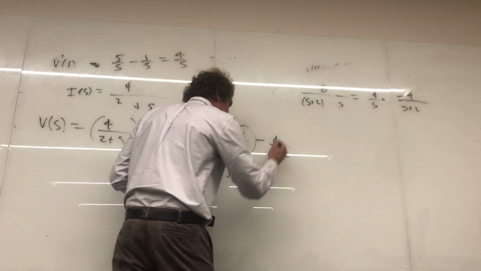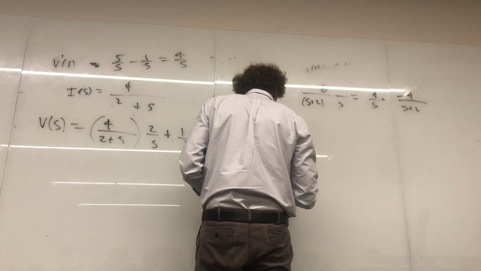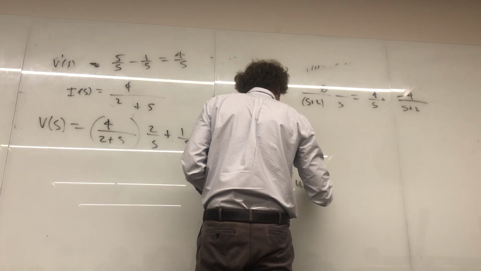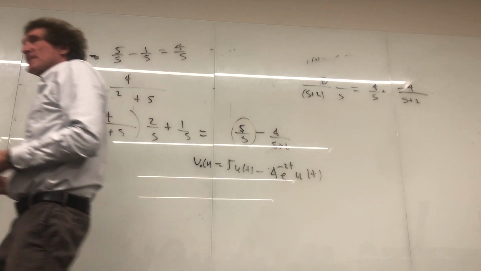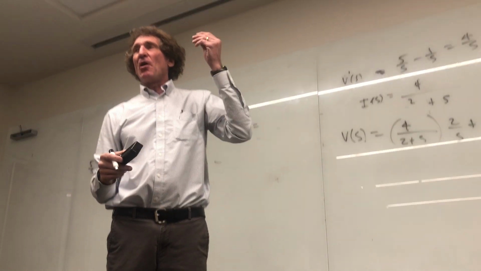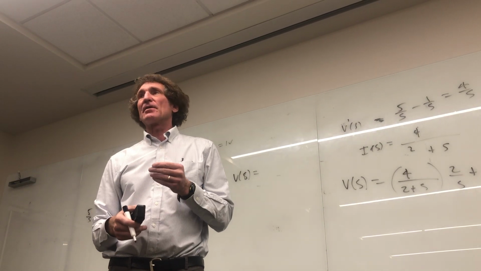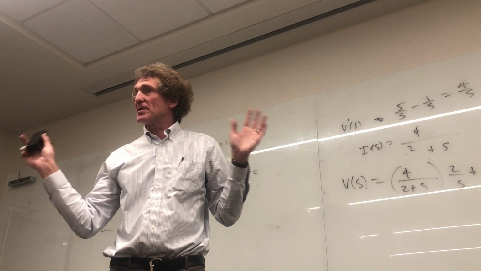5 u of t. What does this go back as? Negative 4 e to the negative 2t u of t. Y'all see it? Let's talk about this for a second before we move on. You always want to evaluate things at their initial and final state to make sure you didn't mess up.